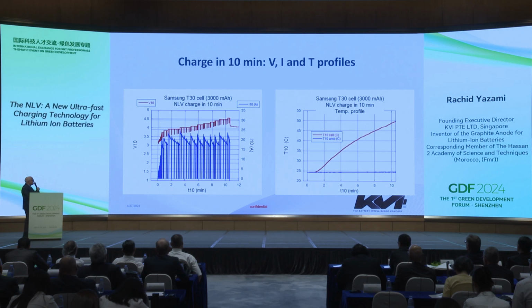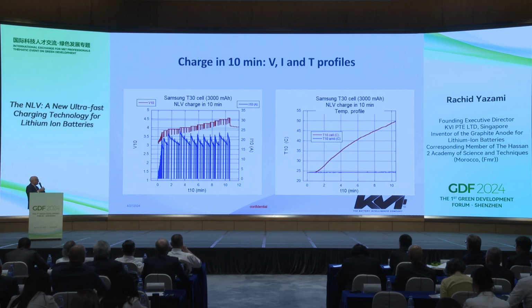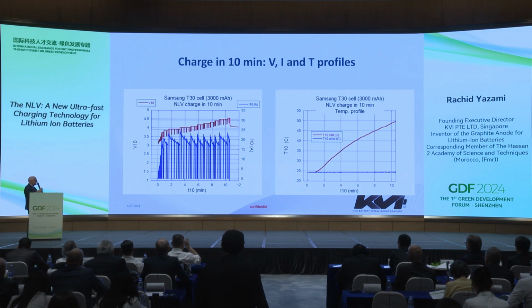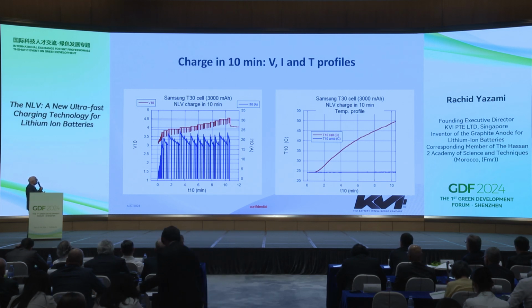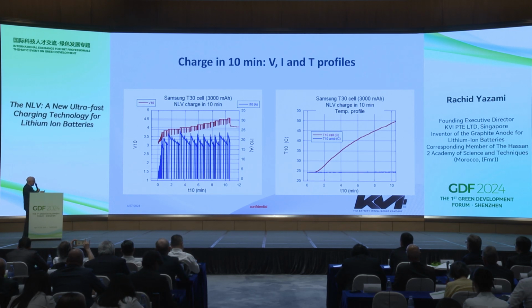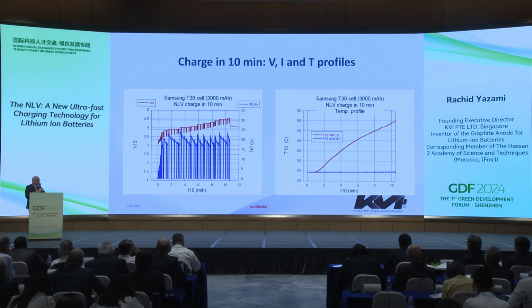All right, so we applied NLV to different types of batteries. Believe me, I tested at least 50 batteries made by at least 50 companies worldwide in China, in Korea, in Japan, in the US, and in Europe. And one of them, just to show you an illustration, is the battery called the 30T, which is made by Samsung. And this battery is very popular in power tools, like drills and other power tools. If you look at the 30T cell, the PDF data sheet from Samsung, they recommend a charge in 120 minutes, 2 hours. We did it in 10 minutes. So we are 12x faster.